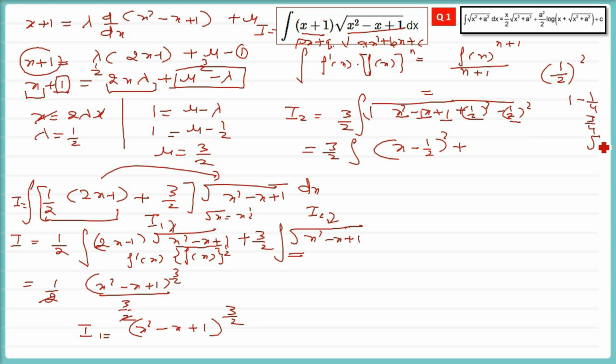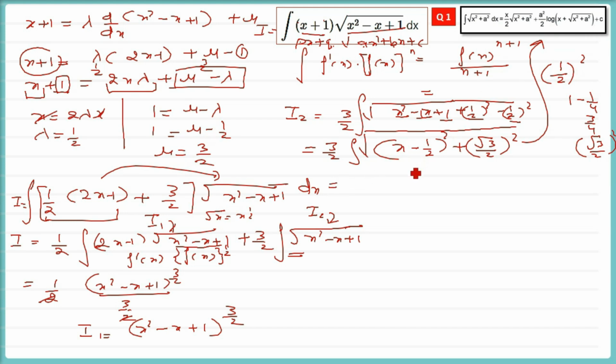So in order to make it as a perfect square, root 3 by 2 whole square will give you 3 by 4 only. So let's write this root 3 by 2 whole square. This is inside under root. Now do you see? This is under root x square plus a square formula, and the formula is already shown to you. It's x by 2 under root x square plus a square, plus a square by 2 log x plus under root x square plus a square, plus constant of integration.